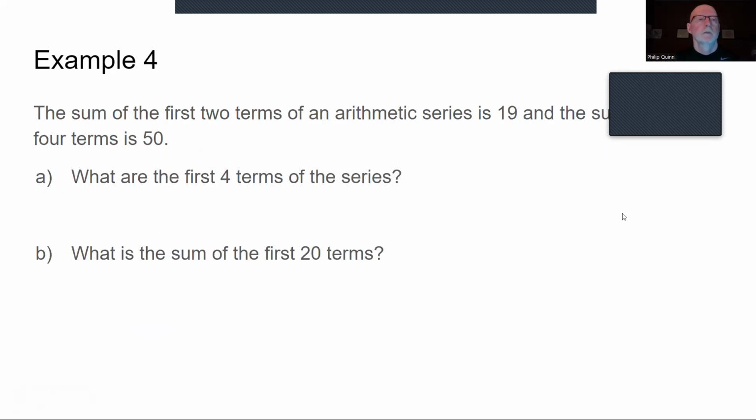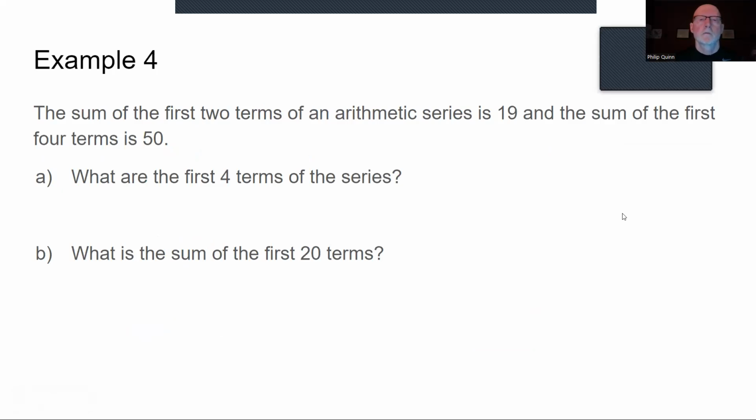Example 4. The sum of the first two terms of an arithmetic series is 19, and the sum of the first four terms of the same series is 50. So what are the first four terms? And then we're asked for the sum of the first 20. So how are we going to do this? Let's look at the first part first. What are the first four terms?